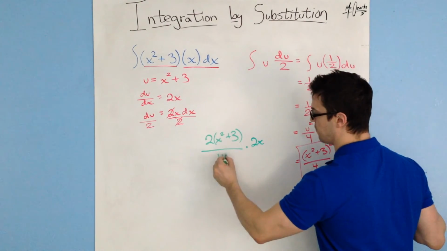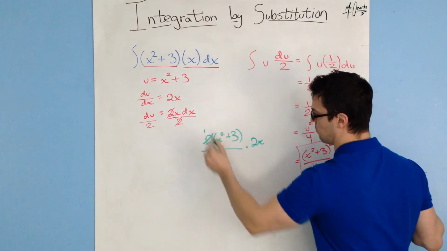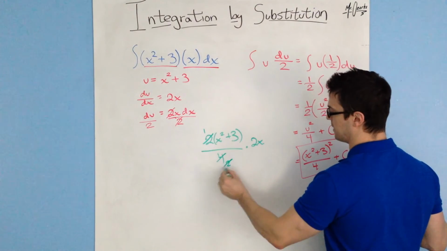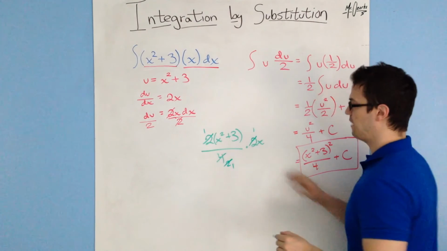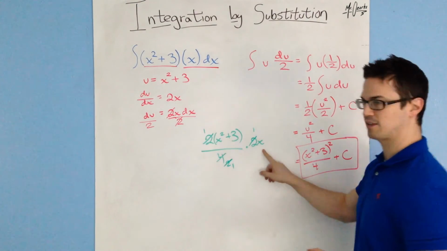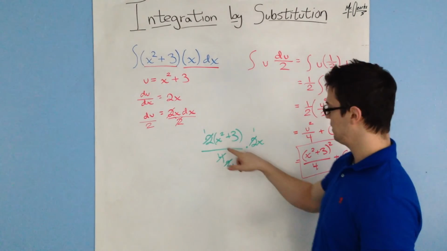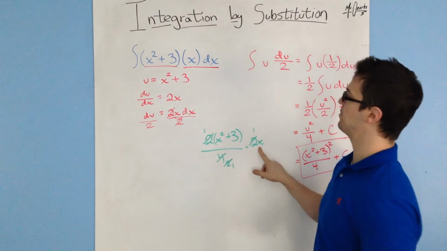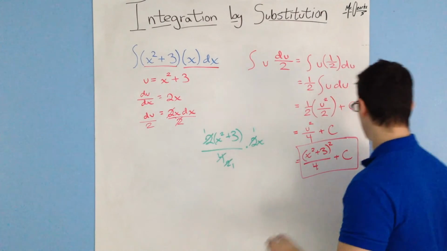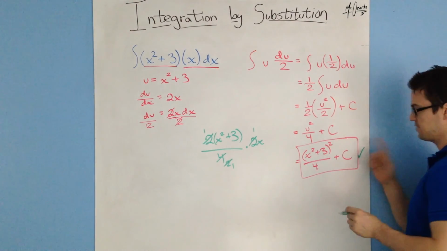Well, this 4 and this 2 will cancel, so you'll have 1 here and 2. This 2 divided by 2 will cancel, and you'll be left with x squared plus 3 times x. Now remember that c just goes away because the derivative of c is 0. So then you're left with x squared plus 3 times x, which is exactly what we have up here. So this checks out, and that is our final answer.